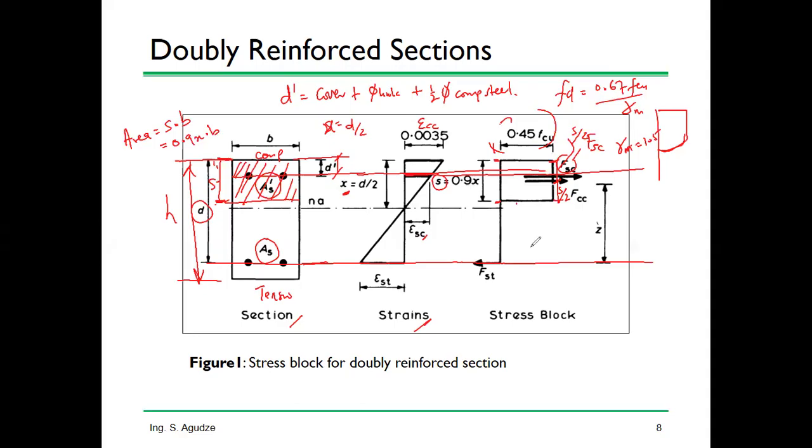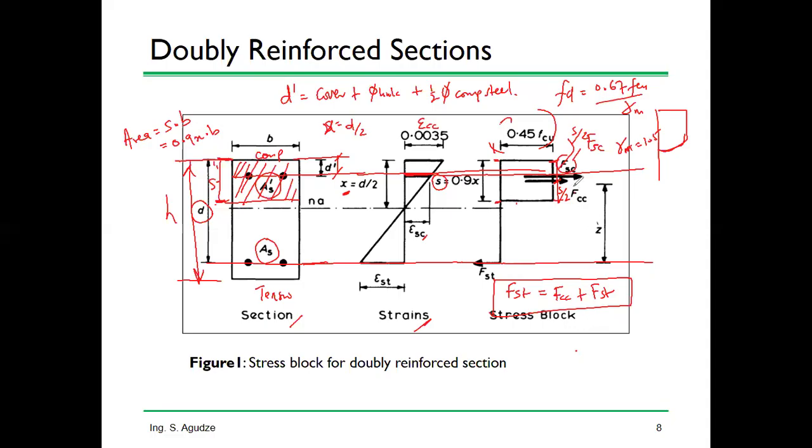Is that okay? Good. Now, for example, if we want to find equilibrium of forces, you see the FST is moving to the left. So if I sum the forces, I should get 0. It should balance the FCC plus the FSC, because these two here are in the same direction, whilst the force in the steel is in the opposite direction. So for equilibrium, the total force should give us this. Okay? Right.